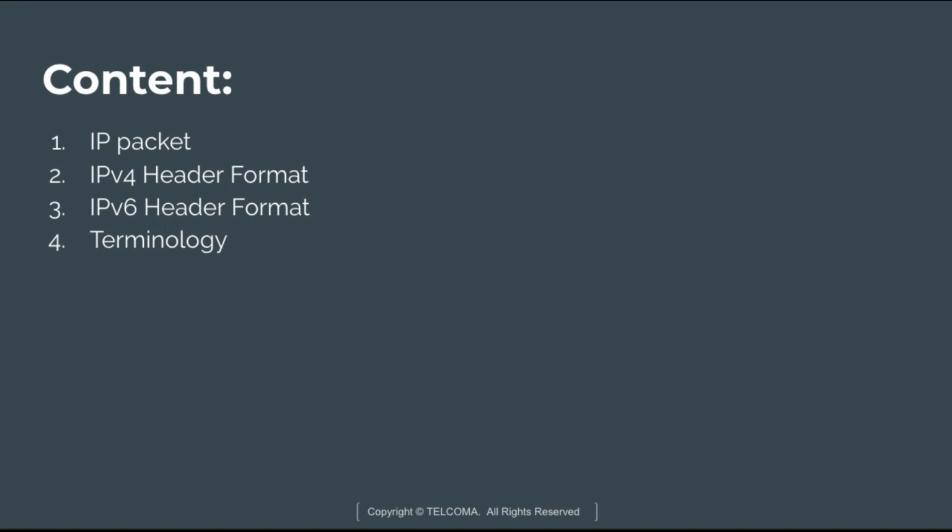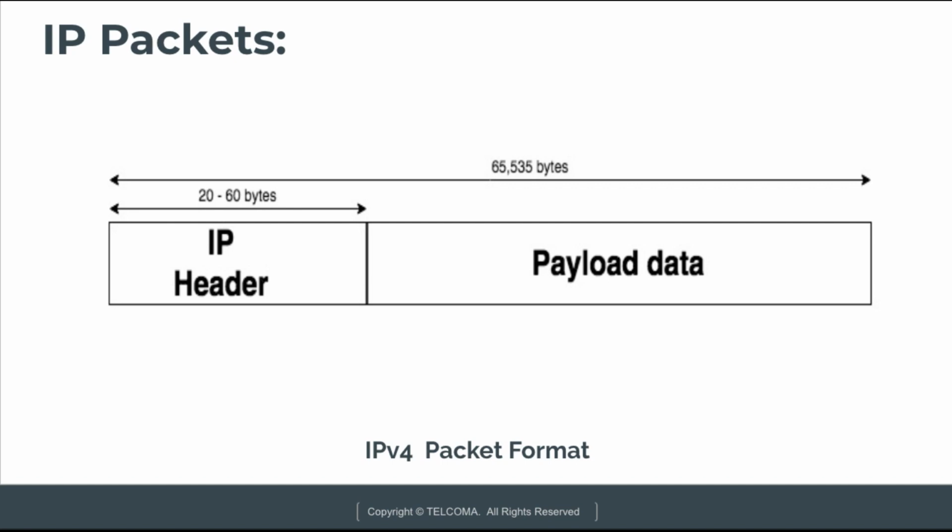So starting with the very first, let's discuss the IP packet. This diagram is displaying an IPv4 packet format, which consists of the IP header plus payload data. Here the IP header is 20 to 60 bytes long, whereas the IP header plus payload data constitutes 65,535 bytes in total. So this diagram is showing a basic IPv4 packet format. In the next slide we will discuss the IP header format.